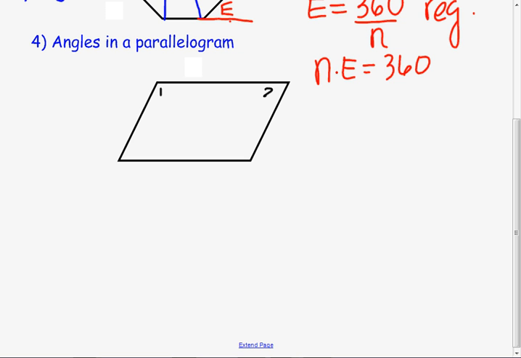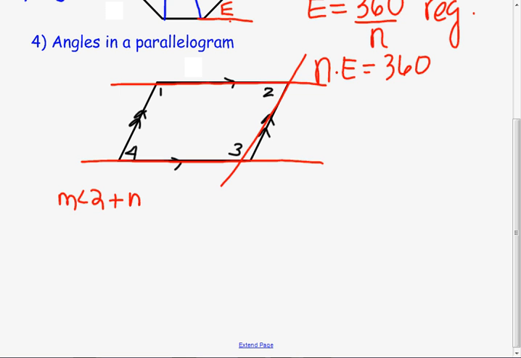1, 2, 3, 4. Now remember, if you draw a good picture, what appears to be true generally is true. These are parallel lines. They're cut by a transversal. What about 2 and 3? Are they congruent, or do they add up to 180? They add up to 180. So measure of angle 2 plus the measure of angle 3 equals 180.